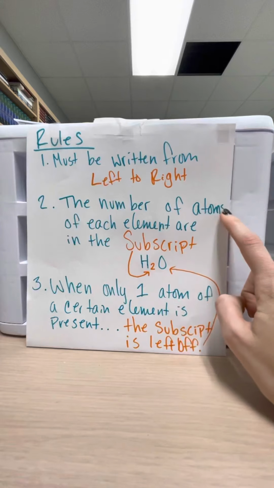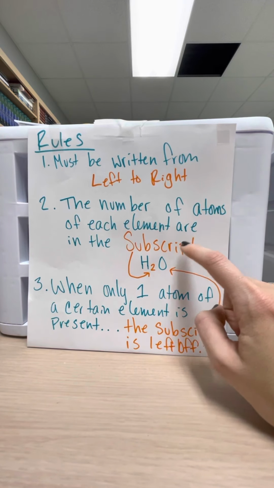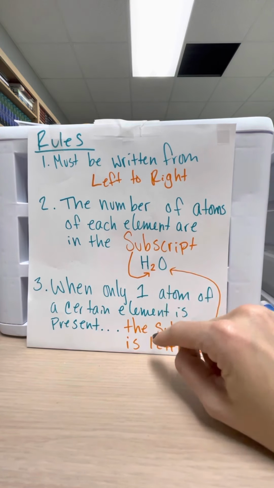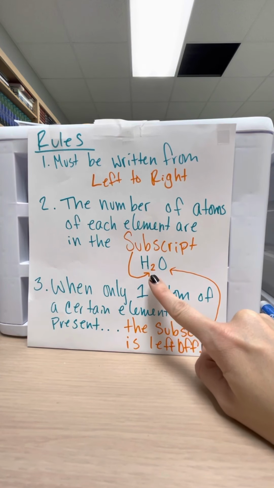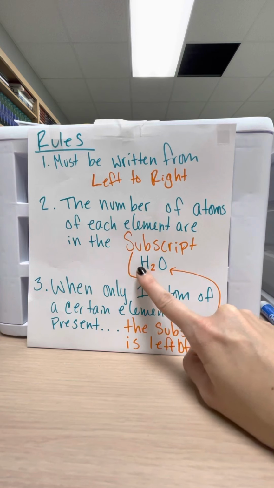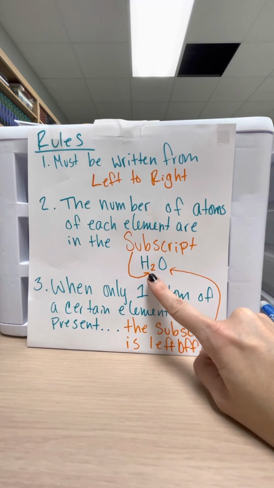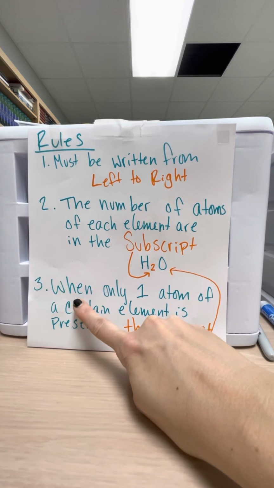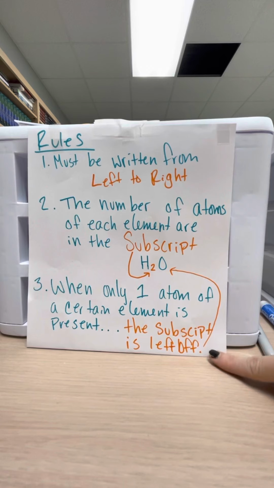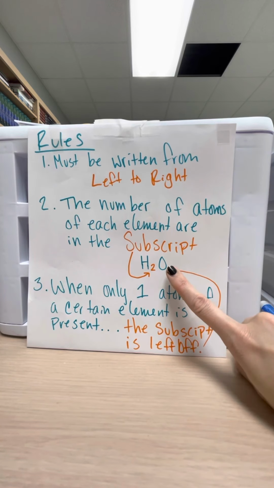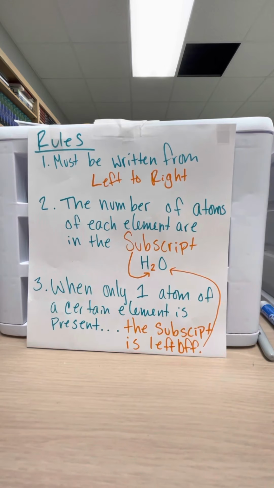Next one. The number of atoms in each element, they are called subscripts. So what a subscript is, you have hydrogen and then you have a number. That number 2 is a subscript. It's always going to be down below it. That's how many of that individual element there are. Now, number 3 says when only one atom of a certain element is present, the subscript is left off. So we know that there is one oxygen, but you do not have to write that there, okay? So I have a couple examples written down that I'm gonna go through.